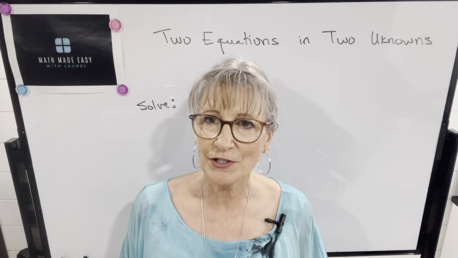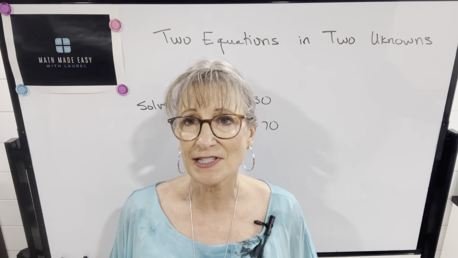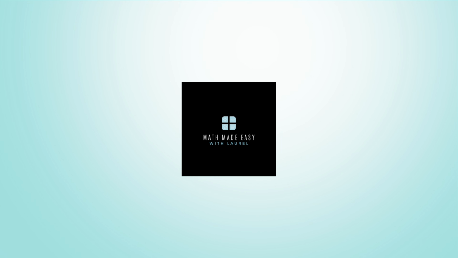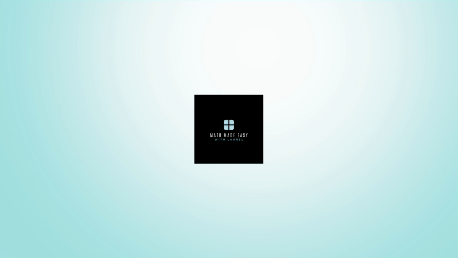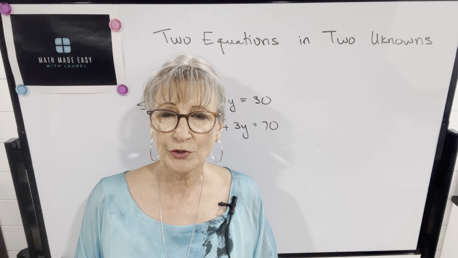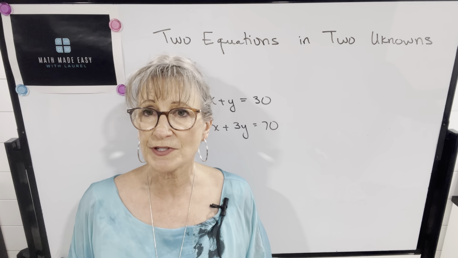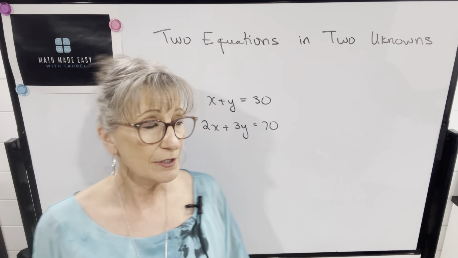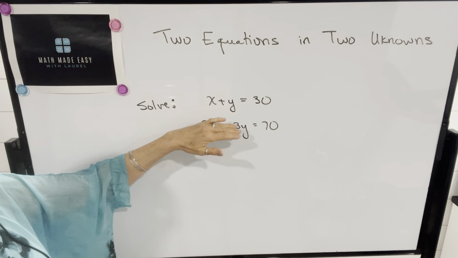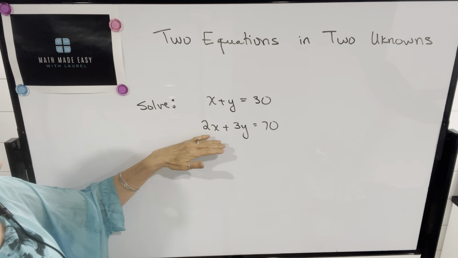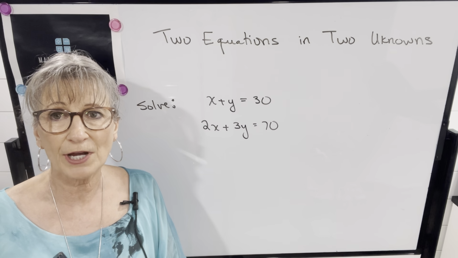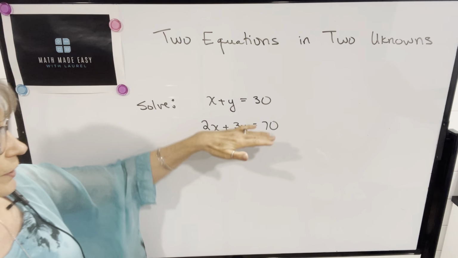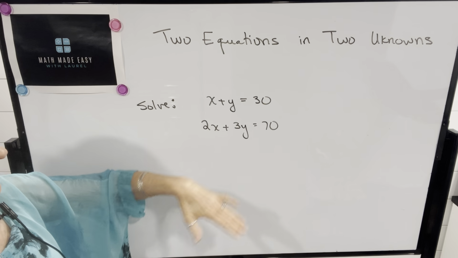I'm Laurel, and in this video we're going to talk about how you solve two equations in two unknowns. You may encounter a situation where you need to solve for two variables and there are two sets of conditions on those variables. For example, if you were asked to solve x plus y equals 30 and 2x plus 3y equals 70, you're finding a value for x and for y that work in this equation as well as this.